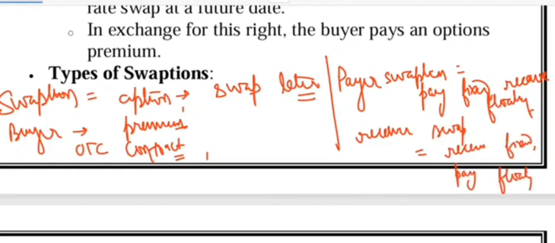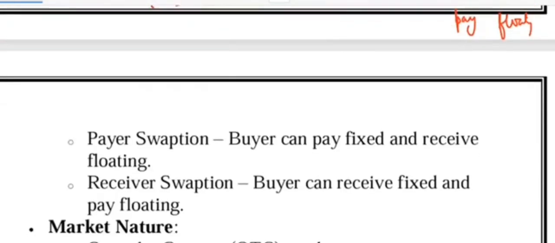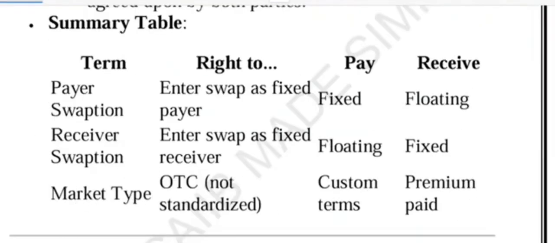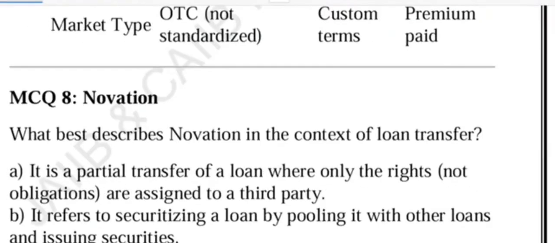So you can choose whether or not to enter the swap. Just remember, a swaption gives you the power to choose, not the obligation to act. It is a perfect tool for managing interest rate risk with flexibility. I hope that is clear to you. Every aspect regarding the swaption has been discussed.